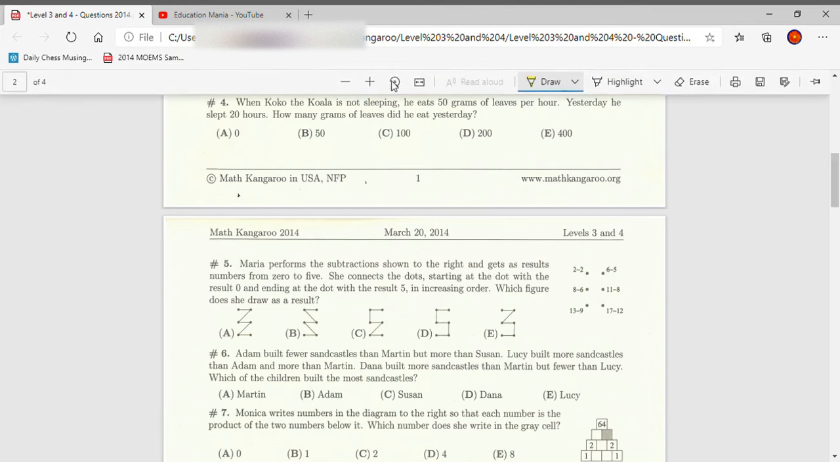So, in one day, there are 24 hours. And if he slept for 20 hours, that means he was awake for 24 minus 20 hours, which is equal to 4 hours. So, he was awake for 4 hours, and he eats 50 grams of leaves per hour. So, we have to multiply 50 times 4, and we get 200 grams of leaves were eaten by Coco the koala yesterday. So the answer for number 4 is D. Number 5.